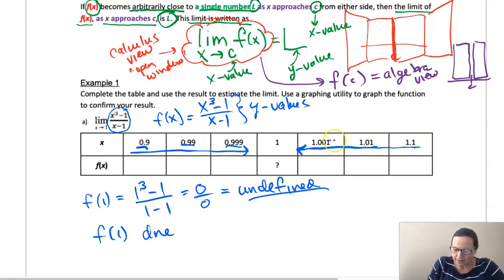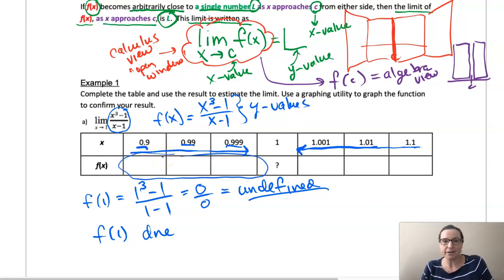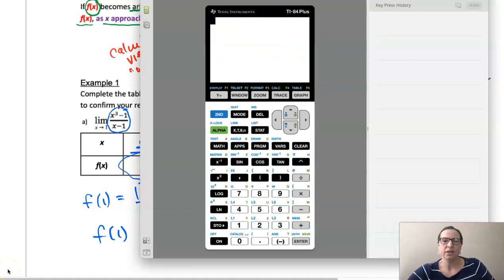So here are my x values. In our table, we're picking numbers super close to x equals 1. We want to get as close to x equals 1 as possible to see if there is any pattern in the y values, and if so, what that pattern is. What I'm going to do is take advantage of this TI-84 emulator. If you have a TI-84, you can follow along.